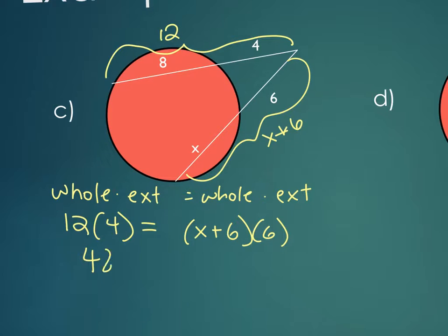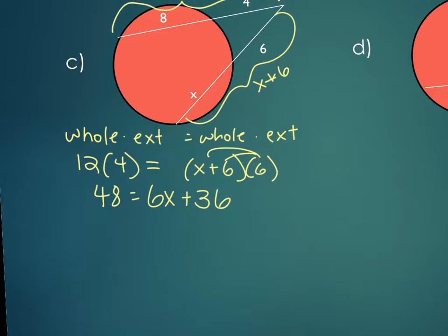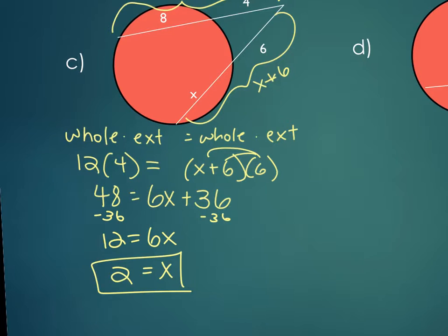So this is 48. This is going to get distributed into both of these. 6x plus 36. And then I would subtract the 36. 12 equals 6x, and x equals 2.